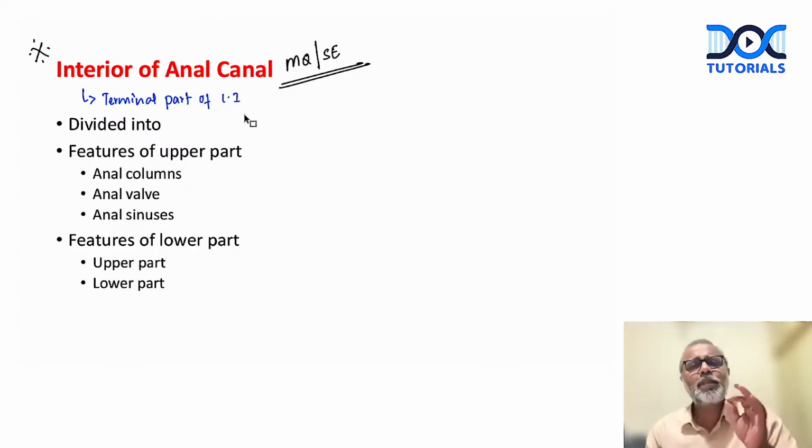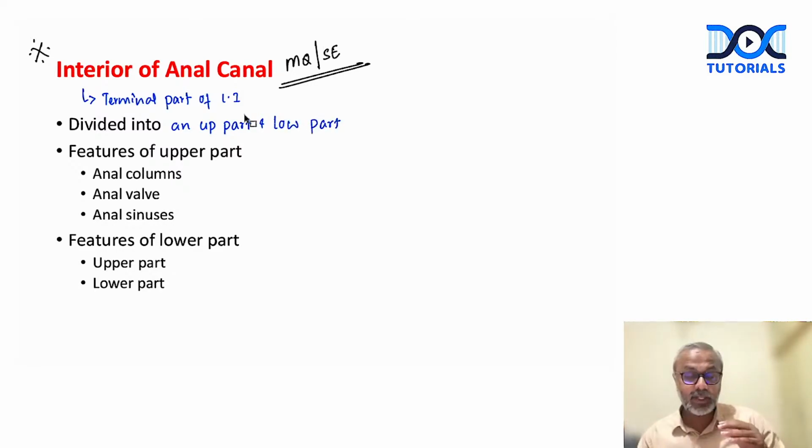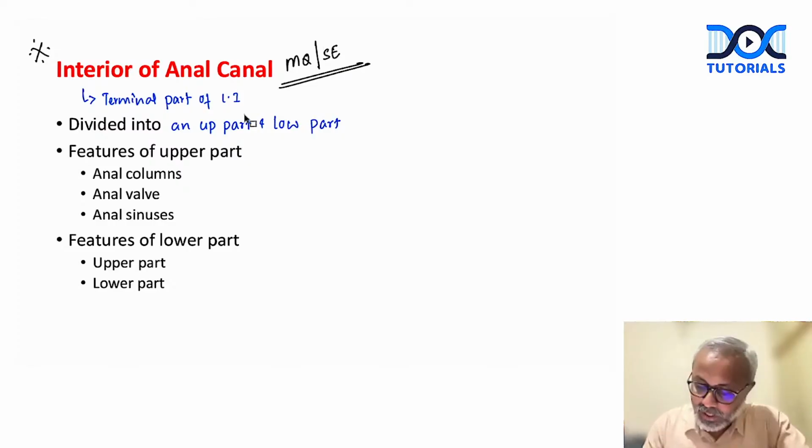So it's always better to start your answer with a line of introduction. Anal canal is the terminal part of large intestine. It is divided into an upper part and a lower part. Some of the textbooks describe it as upper third, middle third, and lower third, but we will stick to this classification: upper part, lower part, by the pectinate line.